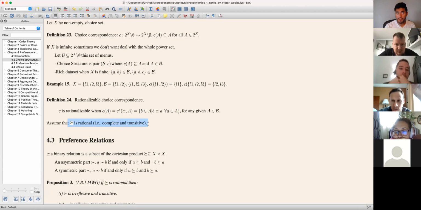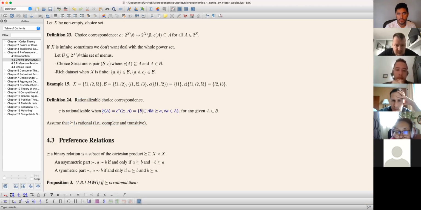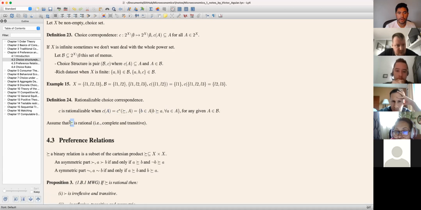This is a definition. So I say a choice correspondence is rationalizable when this set here is equal to this second set, and this set is generated by a transitive and complete preference. Only then do I call this rationalizable.